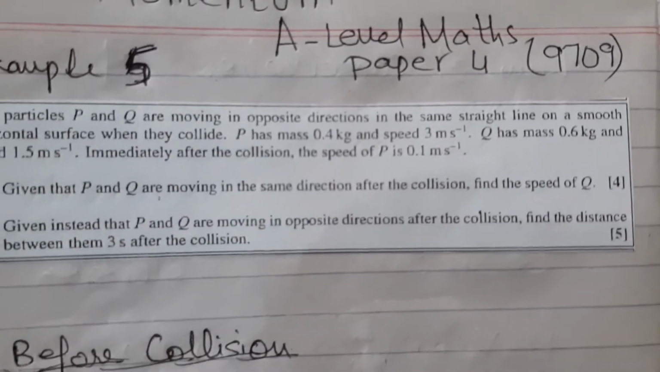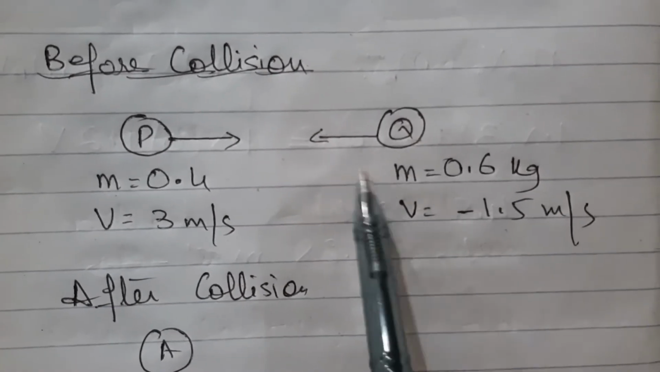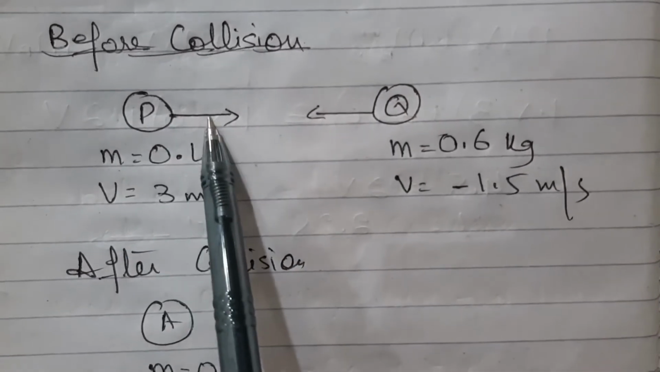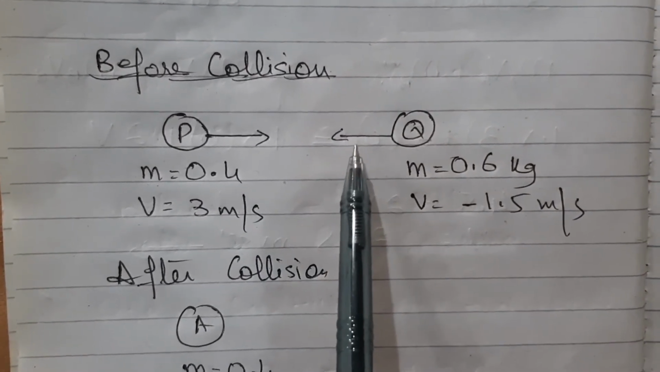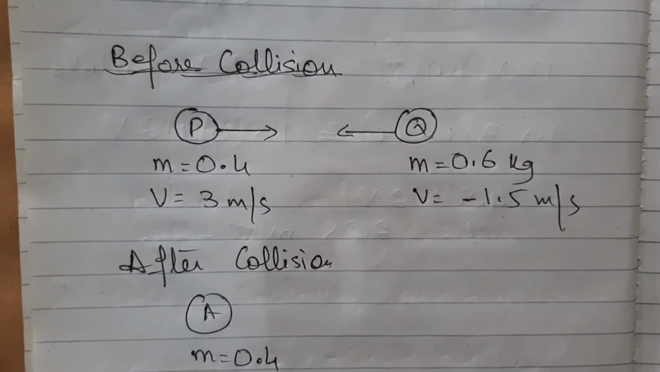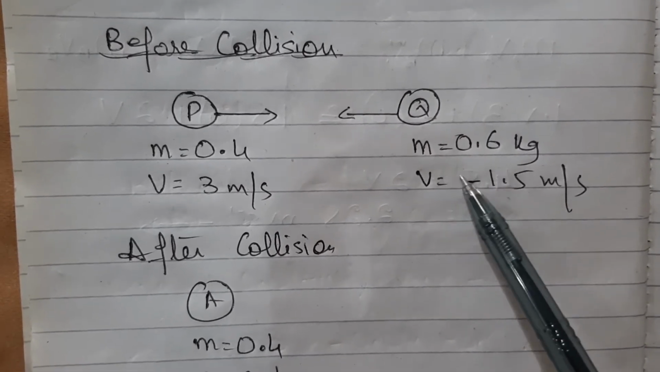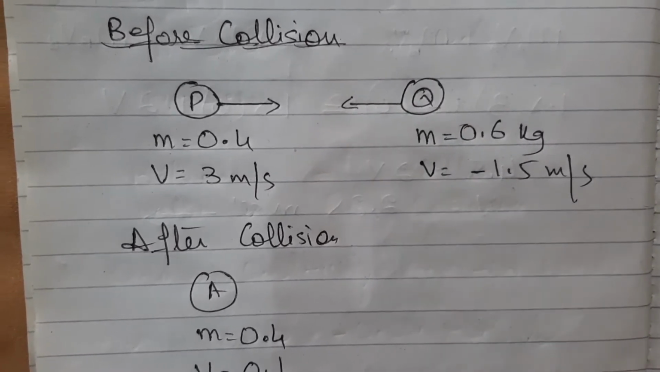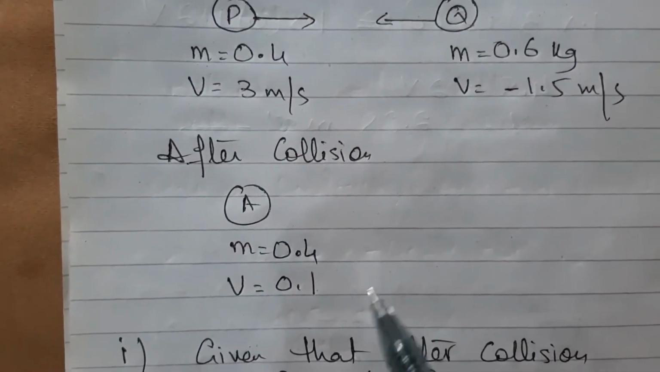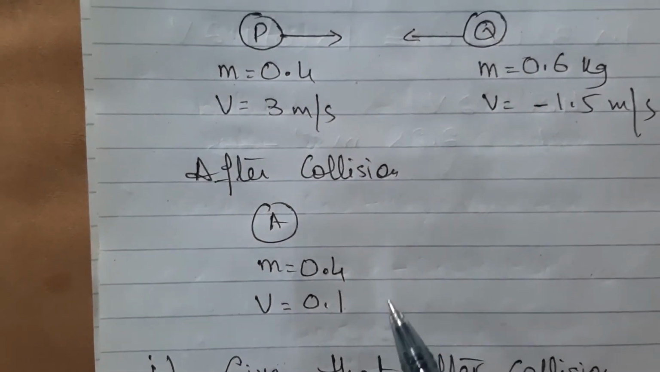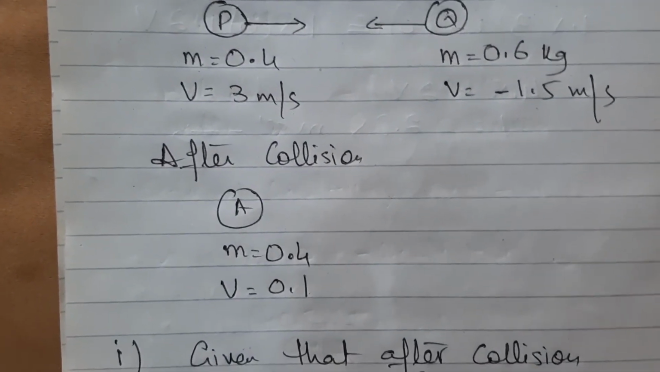So let's see the question in diagram form. It's easier to understand then. P and Q are moving in the opposite direction. I have explained to you why I have taken this direction, because they will collide. This is the mass and velocity of P, and this is the mass and velocity of Q. And it is negative because Q is moving to the left-hand side. After the collision, the body P has velocity 0.1. So this is the information given to you in the question, and we have to find the velocity of Q.